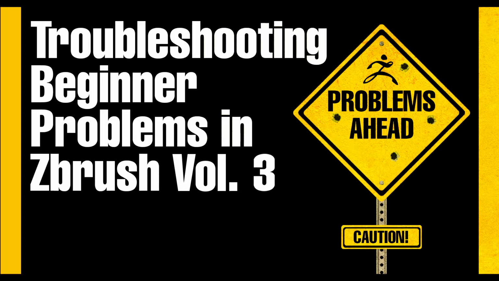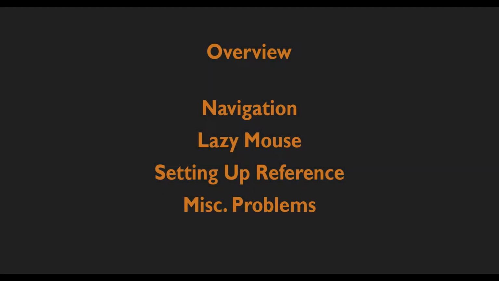So before I begin, let me give you a quick overview of the different topics I'm going to be covering in this video. So first we'll take a look at some problems you may encounter with respect to navigation. Then I'll give you a quick rundown of lazy mouse, as there seemed to be some confusion. We'll then take a look at the different ways in which we can set up reference. And finally, we'll go over some miscellaneous problems you may run into while using the program.